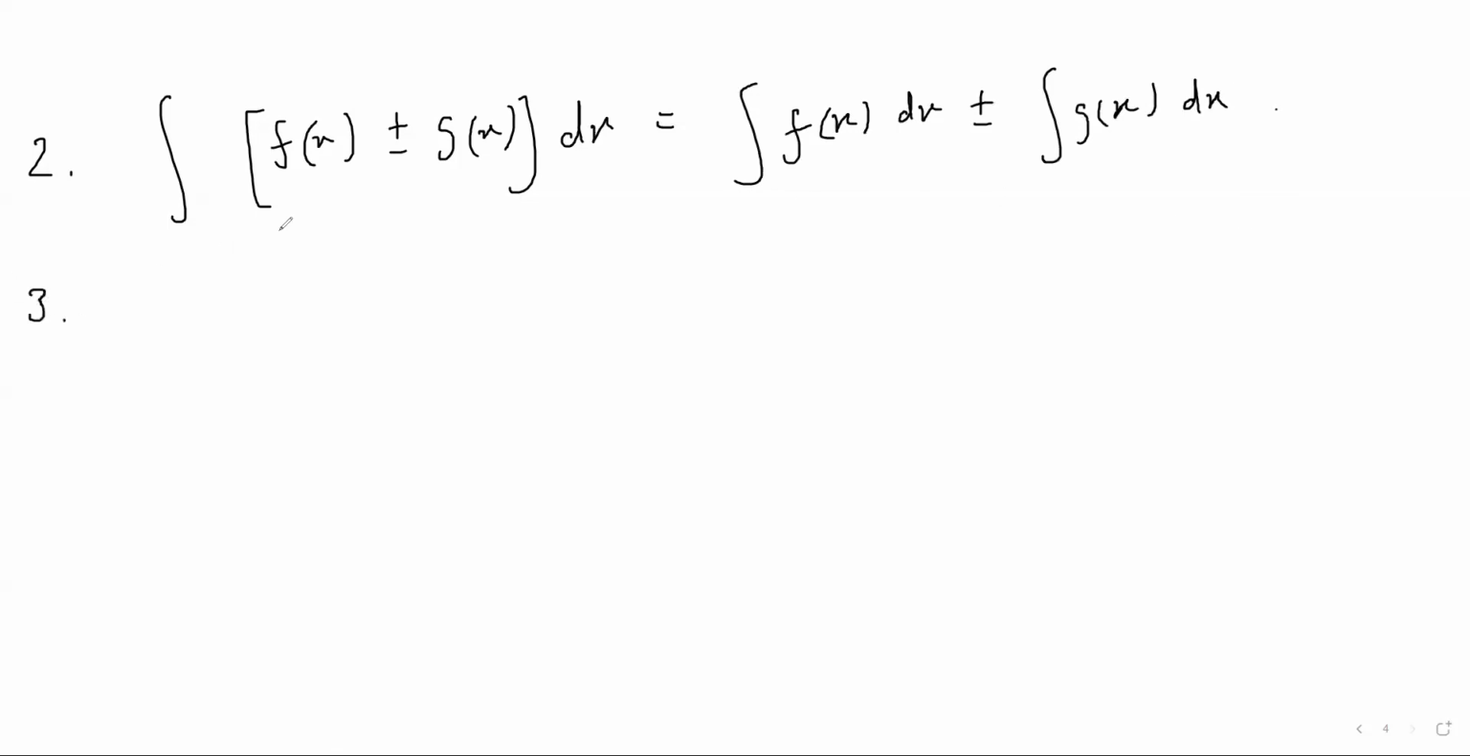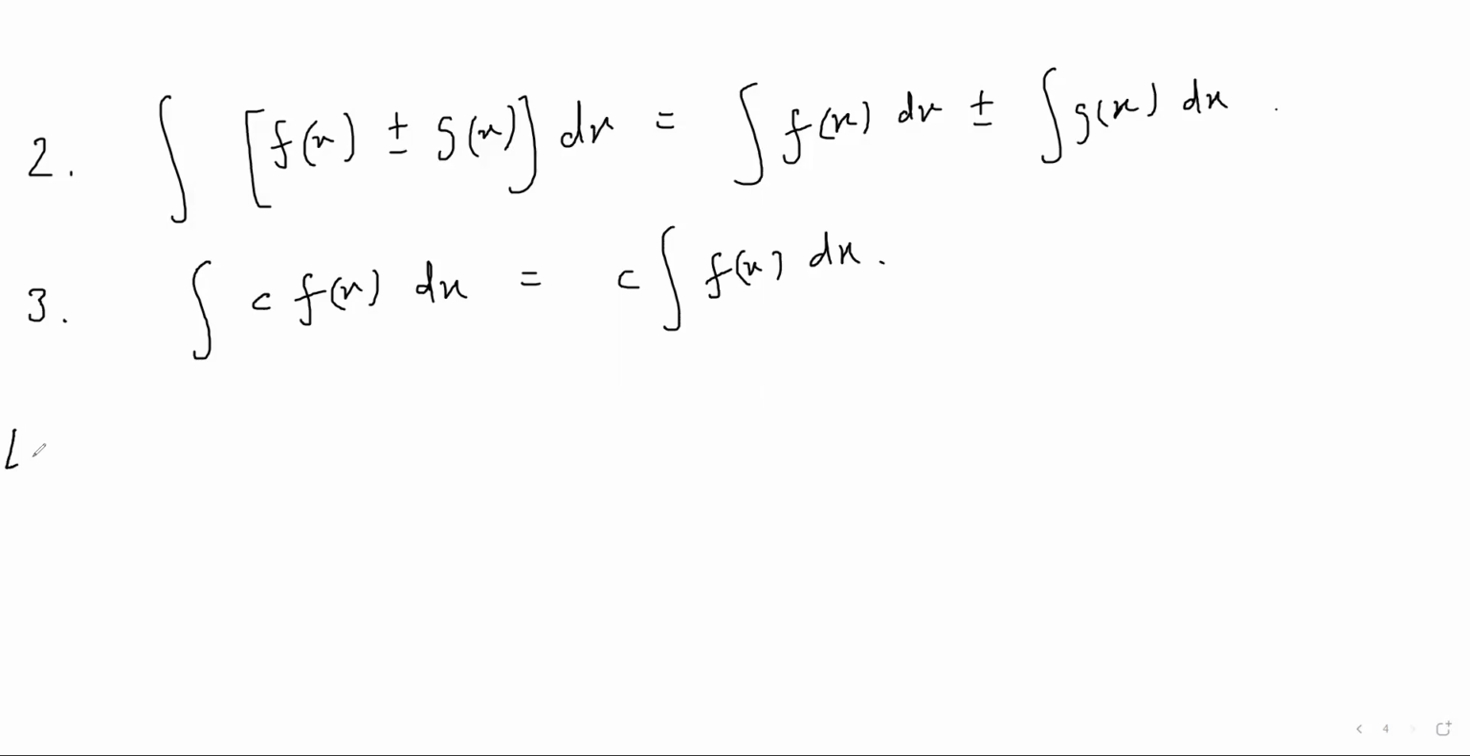And the next rule is the following. What is the integral of a constant c multiplied by a function f of x with respect to x? Well, if you have a constant multiplied by a function, you can factor out the constant. You can take it out of the integral, and then you're left with the integral of the function with respect to x. So the integral of c times f of x with respect to x is equal to c multiplied by the integral of f of x with respect to x.